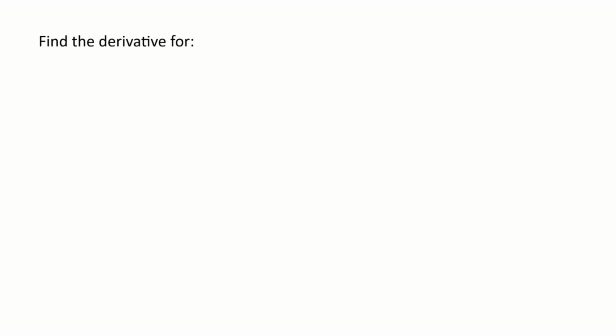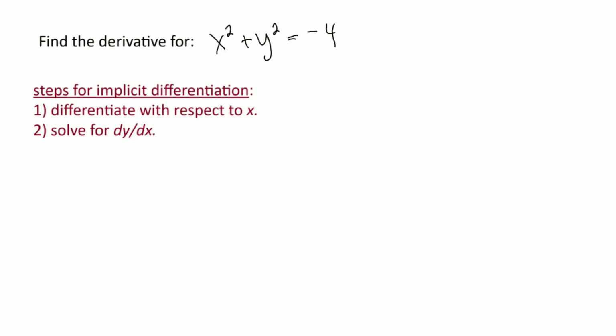Let's do some more implicit differentiation. Find the derivative for this equation. If you follow the steps from the previous video, you may have gotten that the derivative is negative x over y.